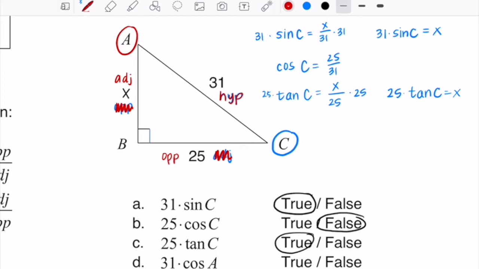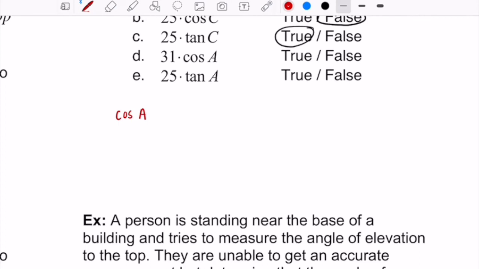So let's see, for letter D, it says 31 times the cosine of angle A. So if I'm using angle A as my reference angle, and if I'm using cosine, I'm going to need to use the x and the 31. So the cosine of angle A is equal to x divided by 31, and then I would times both sides by 31 to get the x all by itself.